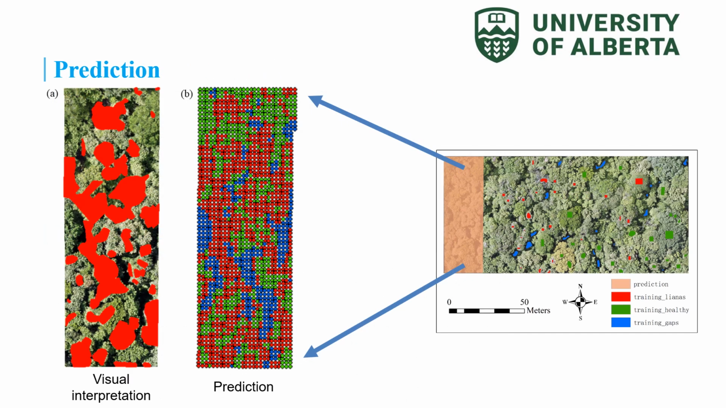Here is the final prediction result. Now we can see that the model works, although some misclassifications exist in some areas, such as the middle left, where canopy was classified as gaps, and some borders of gaps and canopies are misclassified as well.